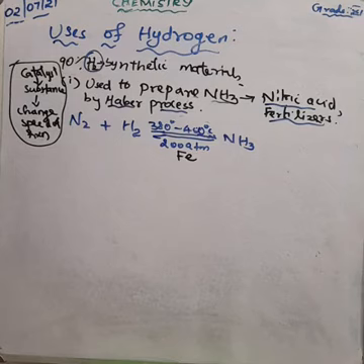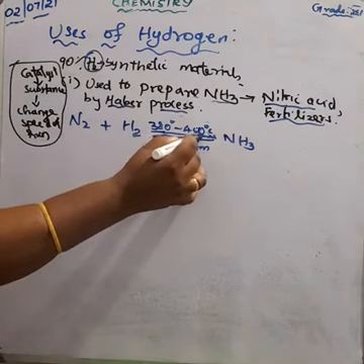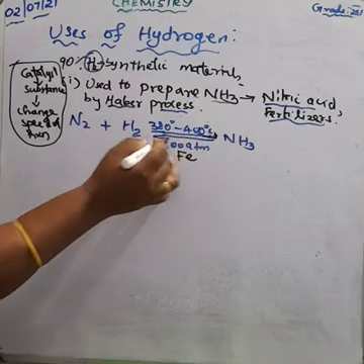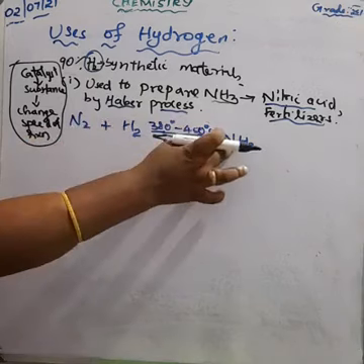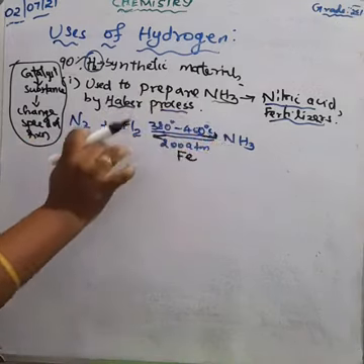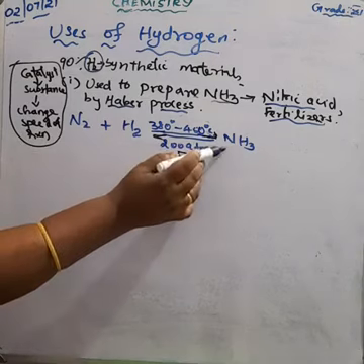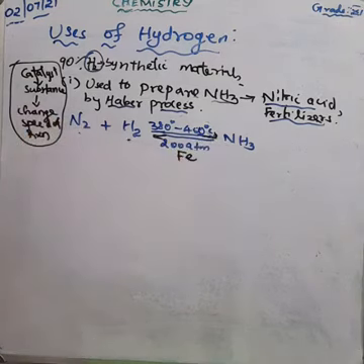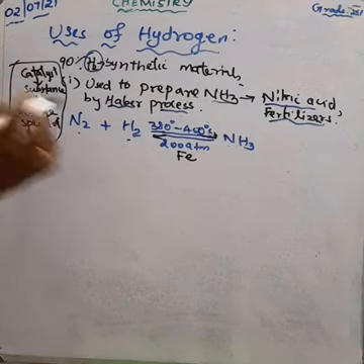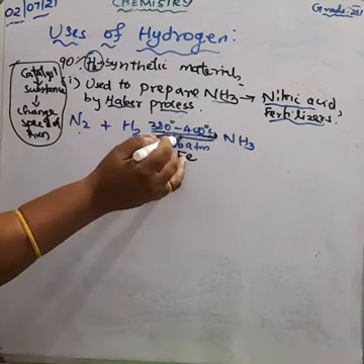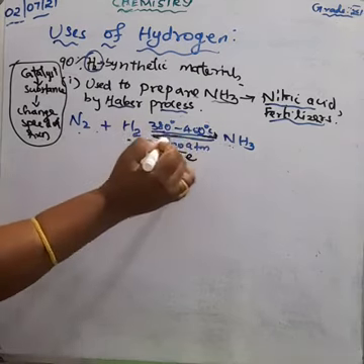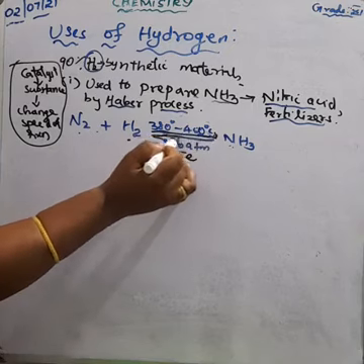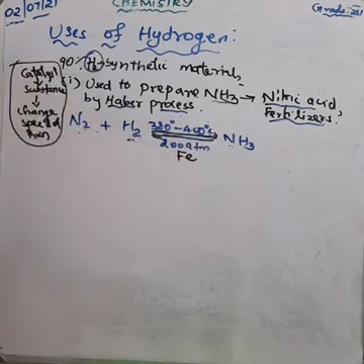This arrow mark indicates the reaction is reversible. Nitrogen and hydrogen combine to form ammonia, and we can also convert ammonia back to nitrogen and hydrogen gas. This is the forward reaction, this is the backward reaction. In the forward reaction, nitrogen and hydrogen gas combine to form ammonia. In the backward reaction, ammonia is converted to nitrogen and hydrogen gas. Understood? This is Haber's process.